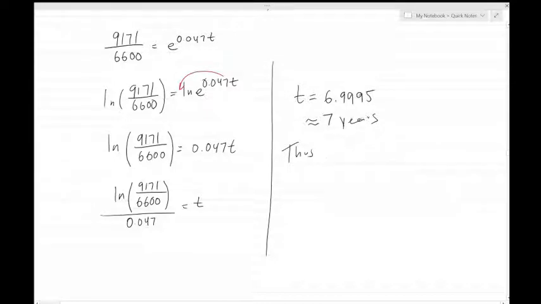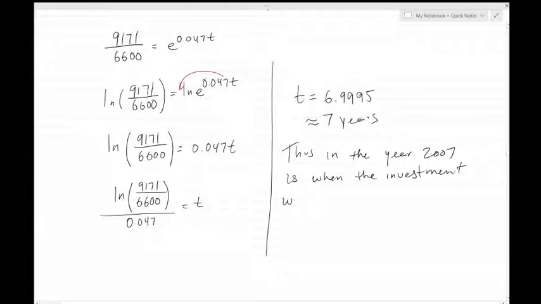Thus, in the year 2007 is when the investment will be worth $9,171 exactly. Okay, so same problem as before. We get t equals a number, but we have to use the information in the body of the problem to finalize that solution. Okay.